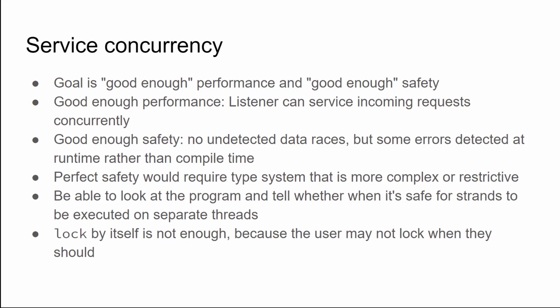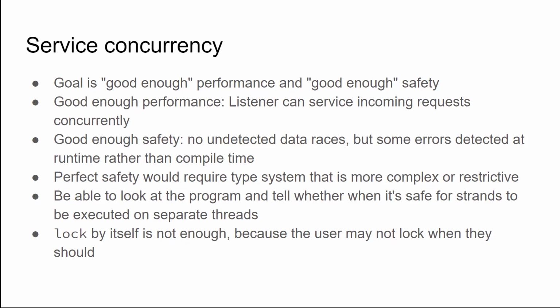And good enough safety means the one thing we really, really don't want is to have data races that are undetected. We don't want to be silently giving you wrong results. Ideally, what we want is to be able to check at runtime that you've done everything you should and that your program's perfect. But we can't always do that without getting very complicated. It's the same as with static typing. There's a trade-off between the safety you get and how complex the type system is.